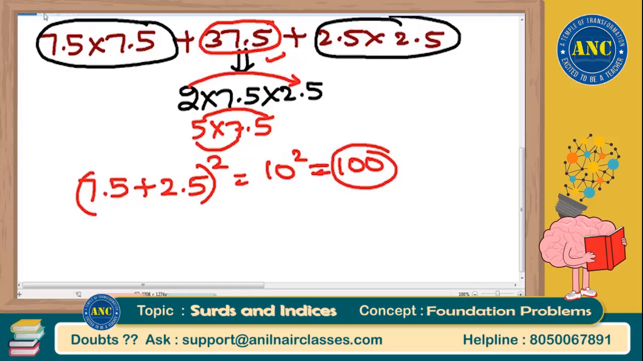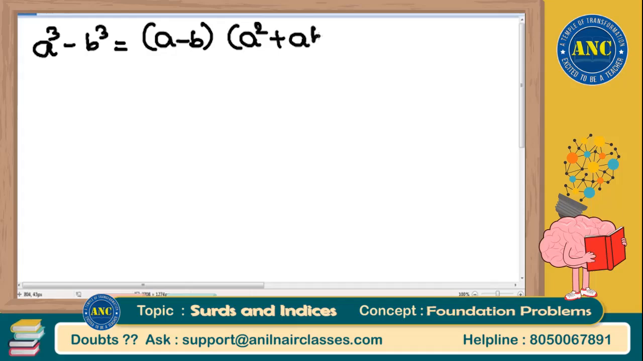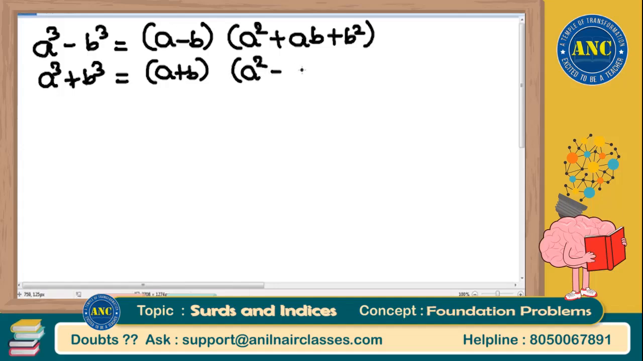Idea clear, sir? Suppose this is another variety of asking a question. I am sure that you should know this: a cube minus b cube is nothing but a minus b into a square plus ab plus b square. Similarly, a cube plus b cube is nothing but a plus b into a square minus ab plus b square. These are two things which we know from school days.